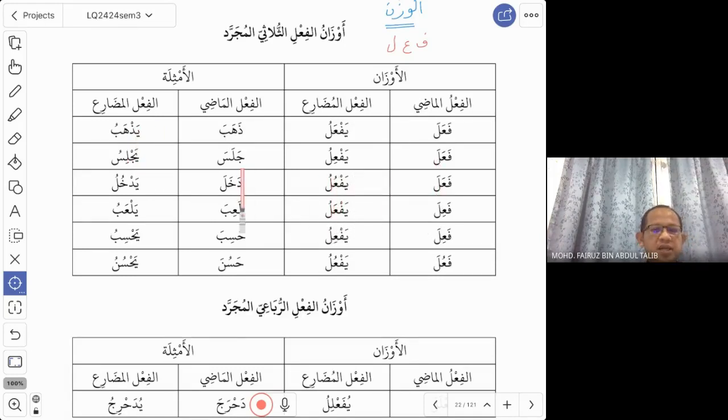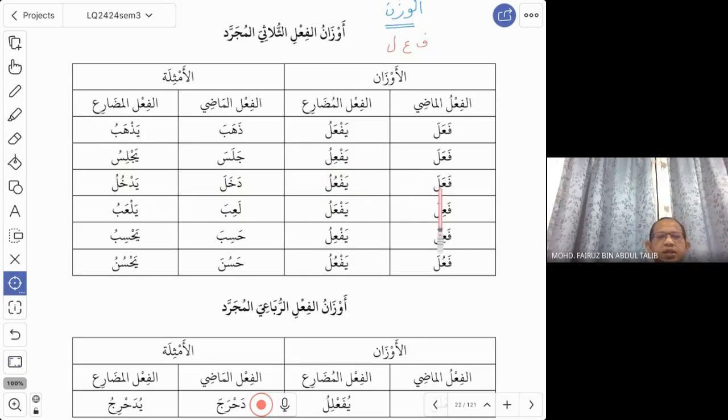The example is jalasa yajlisu, sit down. To sit down, we say jalasa yajlisu. So this is fa'ala yaf'ilu. Why don't we read jalasa yajlasu as in the first wazan? Fa'ala yaf'alu, jalasa yajlasu. Or why don't we say fa'ala yaf'ulu, jalasa yajlusu? Why? Because the Arabs will never say jalasa yajlusu or jalasa yajlasu. They will only say jalasa, and the mudhari is yajlisu. So refer to the dictionary. Right? So this is wazan number 2.